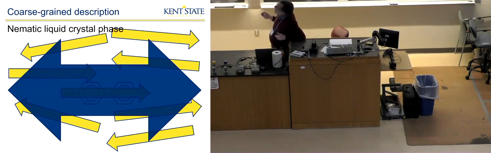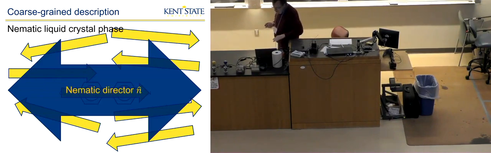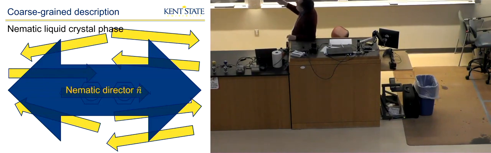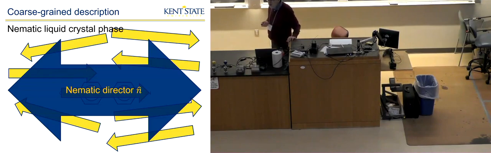This is what's called a nematic liquid crystal phase. So this is the most common kind of liquid crystal that's in most display devices. Okay? And this double-headed arrow is called the nematic director, and it's represented by a unit vector n hat.